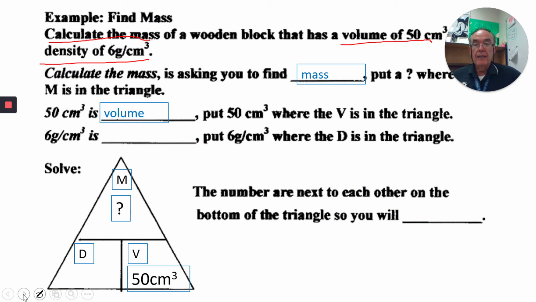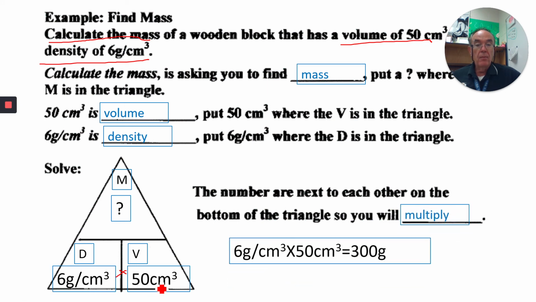Then we read a density of 6 grams per centimeter cubed. 6 grams per centimeter cubed is density, so we're going to put the 6 grams per centimeter cubed in the triangle. Now the numbers are down here next to each other in the triangle, so we know that we need to multiply. So there's our problem right there, just like what's on the bottom of the triangle. 6 grams per centimeter cubed times 50 centimeters cubed.